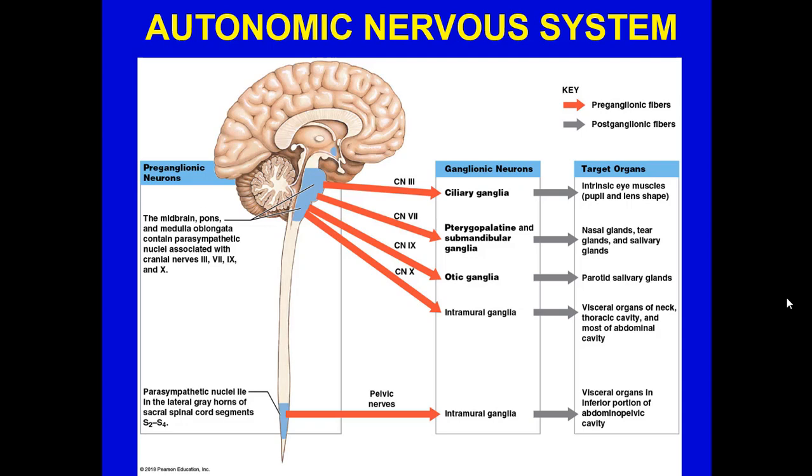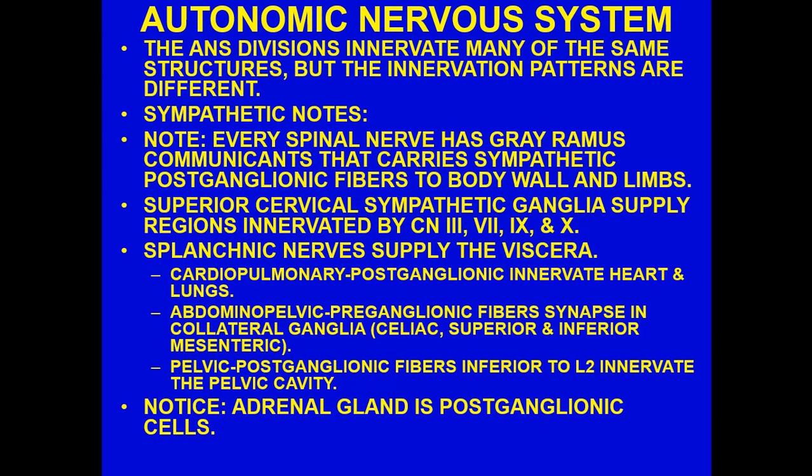All of that. Now, the ANS divisions innervate many of the same structures, but the innervation patterns are very different. These are the notes or concepts you really have to get. Every spinal nerve has a gray ramus communicans, and it carries sympathetic postganglionic fibers to the body wall and limbs. The superior cervical sympathetic ganglia supply regions innervated by cranial nerves 3, 7, 9, and 10. Splanchnic nerves supply the viscera.